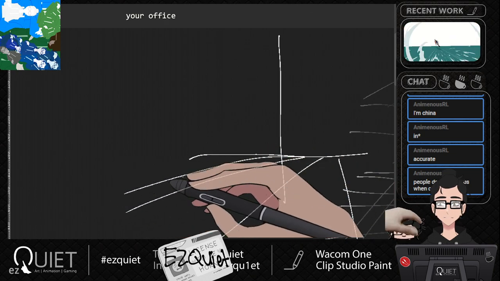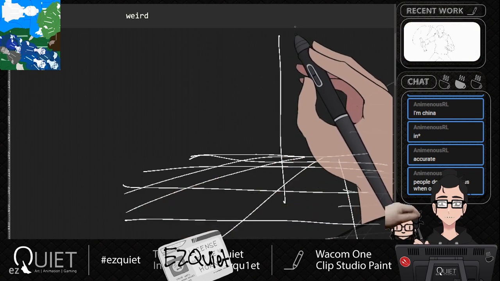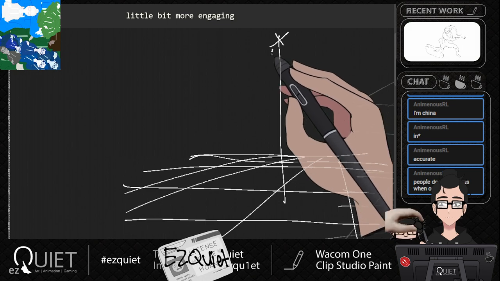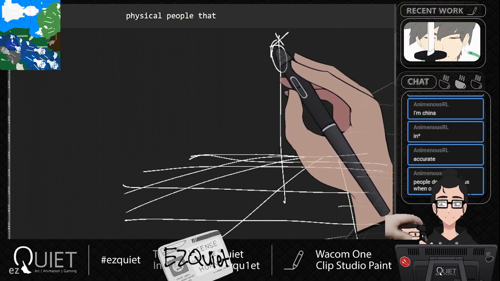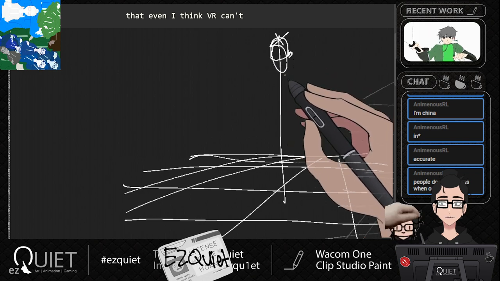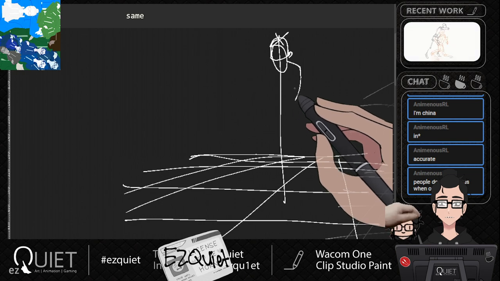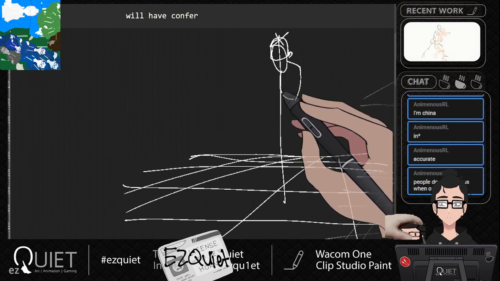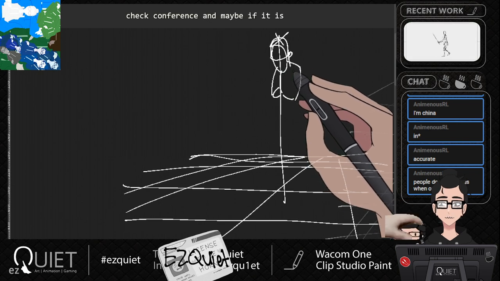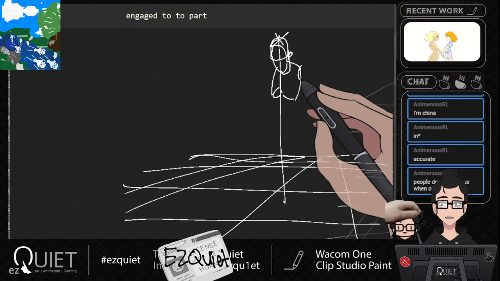Whereas with an actual conference, you travel, and there's a weird effect that makes it a little more engaging because there are physical people you're interacting with, that even I think VR can't replace one day, because it's just not the same. Maybe one day VRChat will have conferences. There will be a VRChat conference. And maybe if it is time zone locked, people will be a little more engaged to participate. But I can't imagine it.